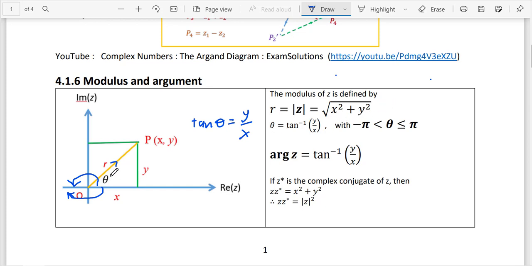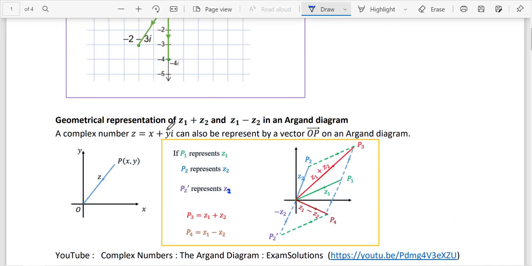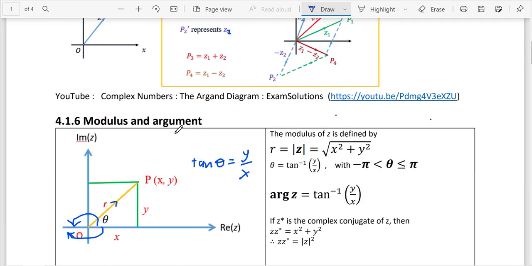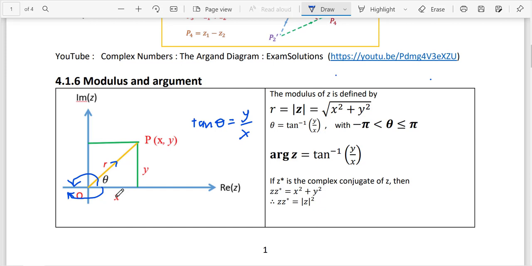Then the theta is here. This is theta. How to find theta? You can base on the value of y and the value of x. The value x is the real number and y is the imaginary number. You can get this from the complex number z equals x plus yi. So just find the arctangent of y over x, and you can get the value of theta.